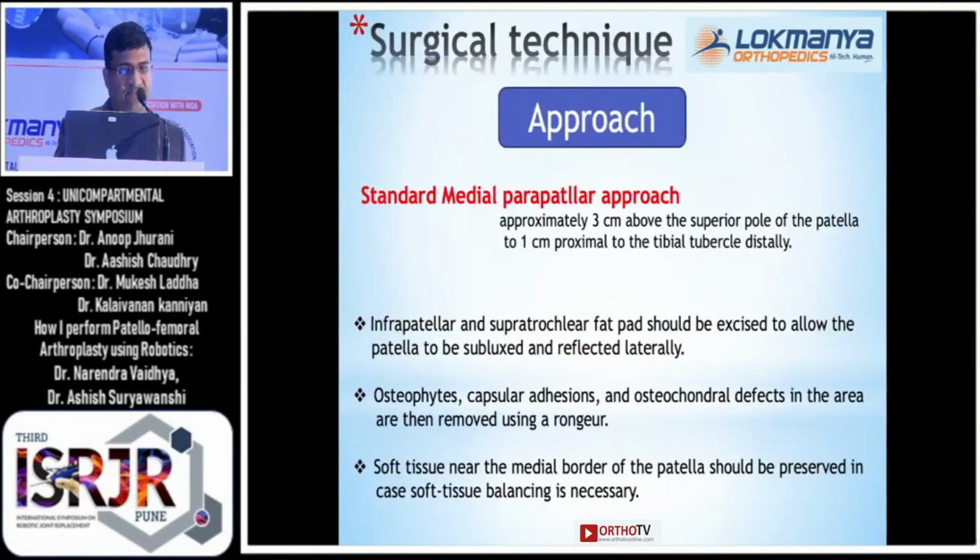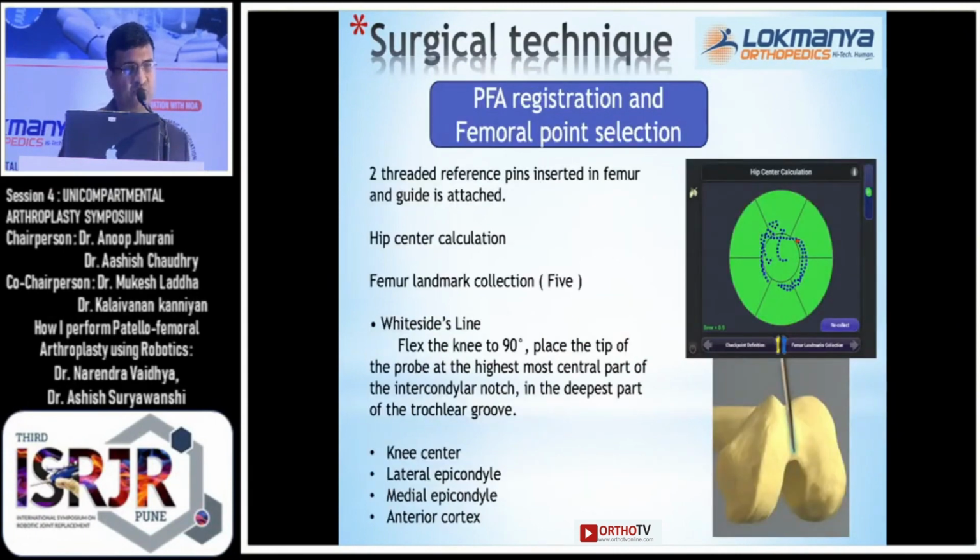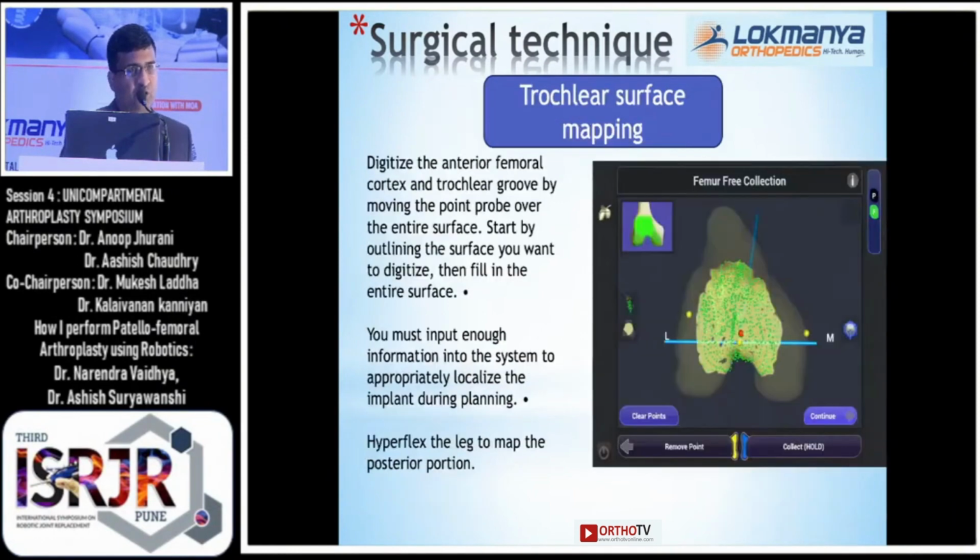Sure. I will directly jump to the surgical technique. The approach is the same midline parapatellar approach that we have been seeing from yesterday. Then the most important thing is the Whiteside line calculation in the surgical technique. We flex the knee at 90 degrees and place the tip of the probe at the highest, central part of the intercondylar notch, sloping downwards on the posterior side. For trochlear surface mapping, whatever information we give to the robot, it will size the implant accordingly. So the mapping is the most important thing.